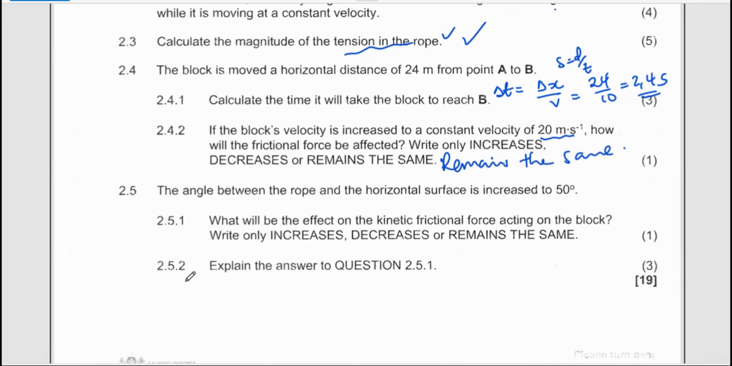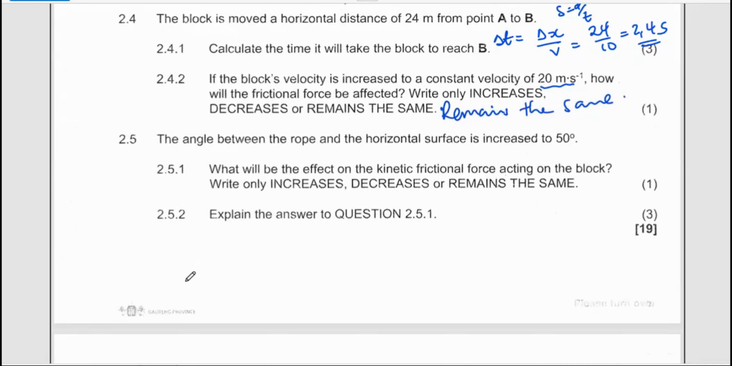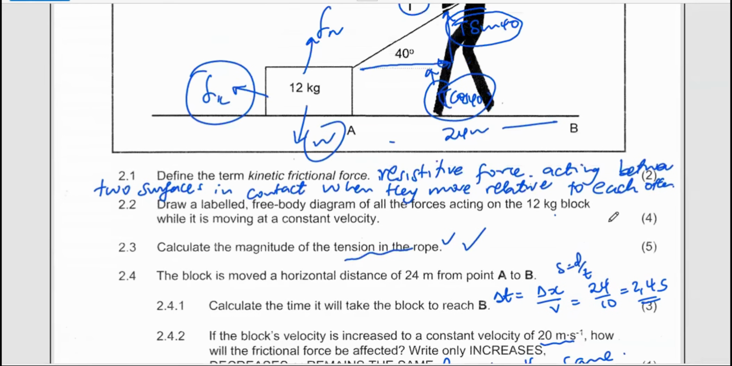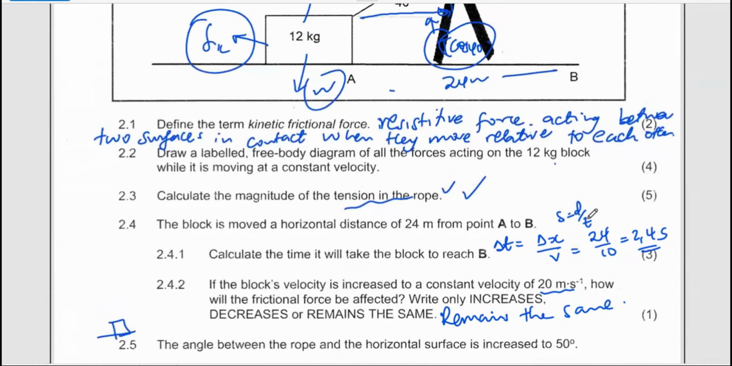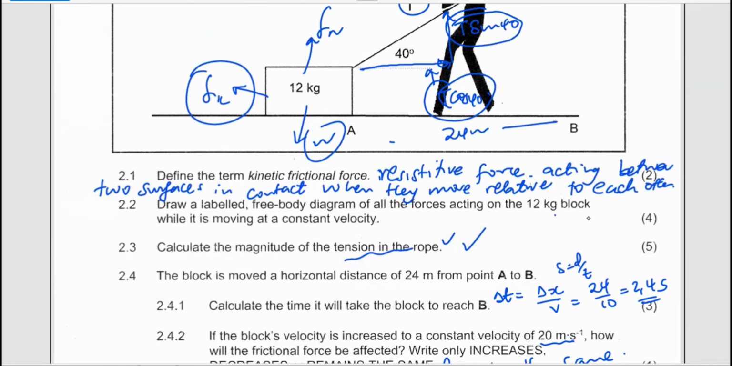Then 2.5. The angle between the rope and the horizontal is increased to 50. What will be the effect on the kinetic frictional force acting on the block? Now, initially it is horizontal. When it is horizontal, the normal force will be equivalent to the weight. Is that true? No. It's not horizontal. We're looking at 40.